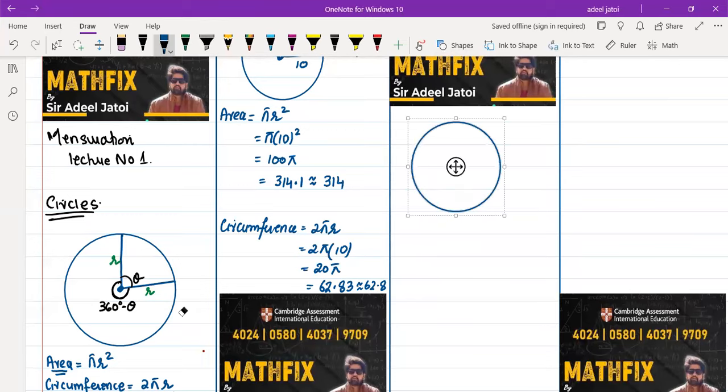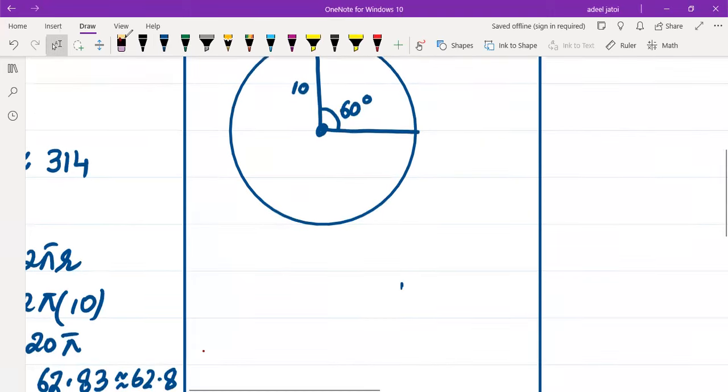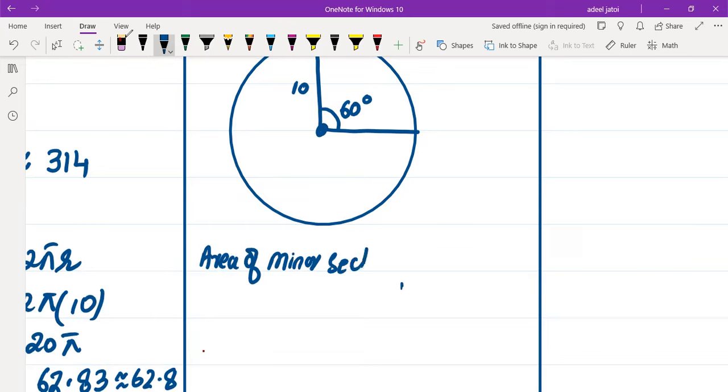Let's say this is your circle, and in this circle we already know that we have a center, and let's say this becomes your sector. Now, this has the radius 10, and let's take this angle as 60 degrees. Now, if we work out the formula, I want to find the area of the minor sector, or the examiner can ask for the area of the major sector.